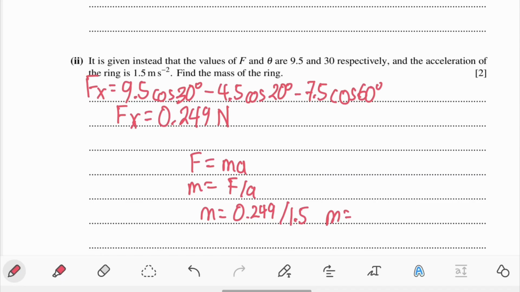And we get our mass to be 0.166 kilograms.